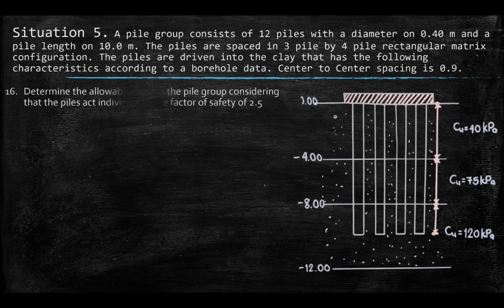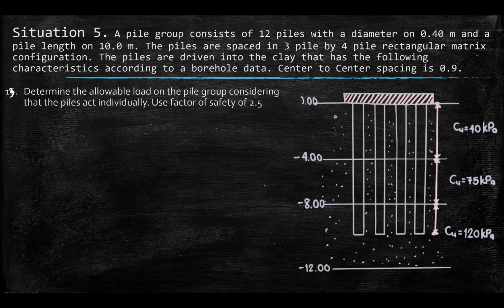So, for question 9, 10, 11, 12, 13, question 13: Determine the allowable load in the pile group considering that the piles act individually. Use a factor of safety of 2.5. 2.5 lang yun. Wala pa lang unit yun.